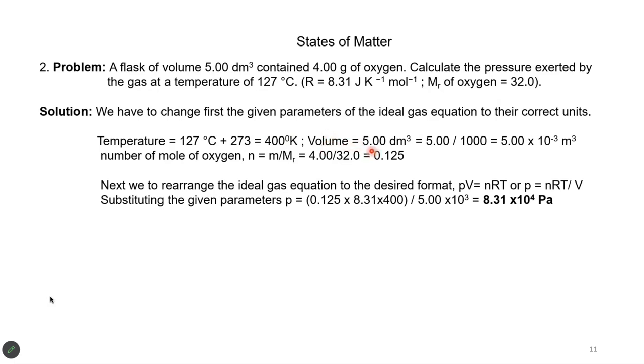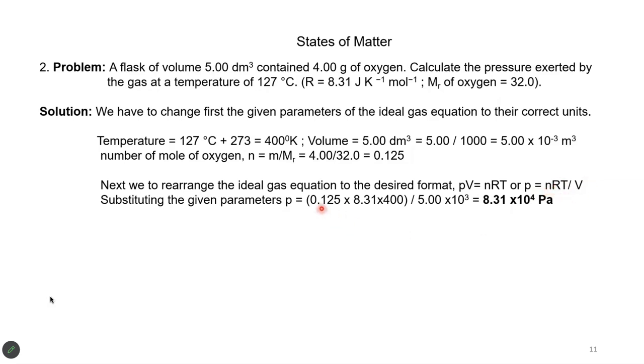Volume is 5.00 dm cubed, and if we convert it to cubic meters, then it is 5.00 times 10 to the power minus 3 cubic meters. And the number of moles we have to calculate. The number of moles we can calculate as mass divided by relative molecular mass. So 4 gram is the mass, divided by 32, the relative molecular mass of oxygen, it comes out to be 0.125. And then we rearrange the ideal gas equation and find the pressure. So pressure is equal to nRT by volume.